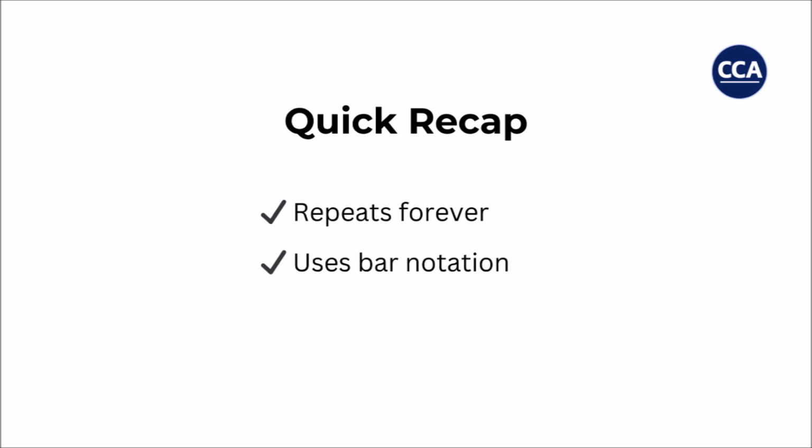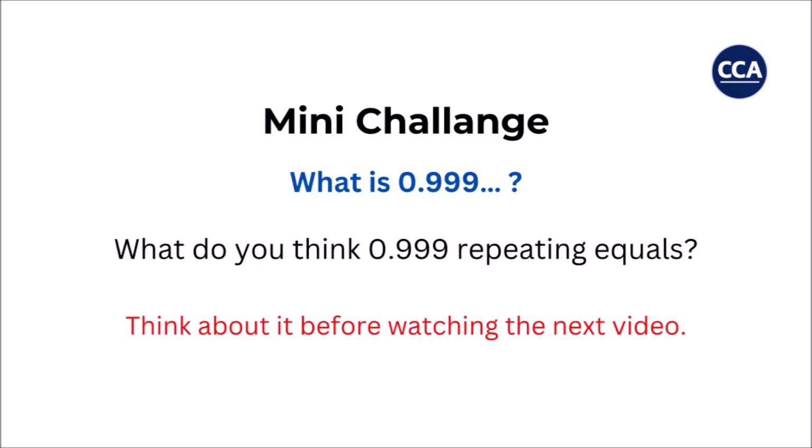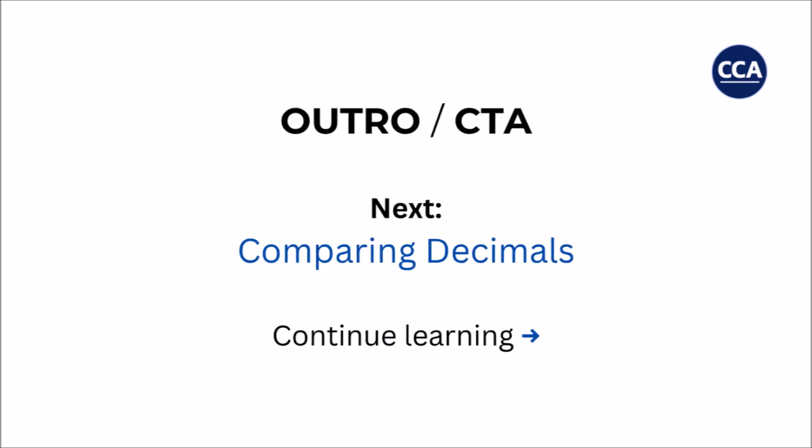Let's quickly recap. Recurring decimals are numbers that repeat forever. We can represent them using bars. And we can convert them into fractions. Now here's a challenge for you. What do you think 0.999 repeating equals? Think about it before watching the next video. In the next video, we will learn how to compare decimals, because this is where many students start getting confused. So if you want decimals to finally make sense, watch the next lesson in this series.